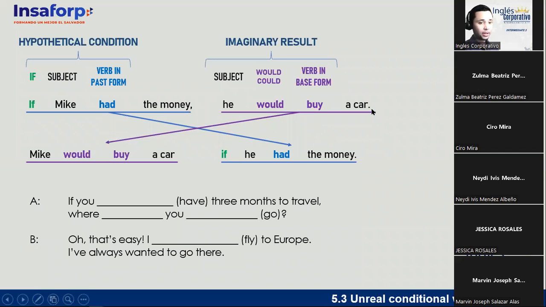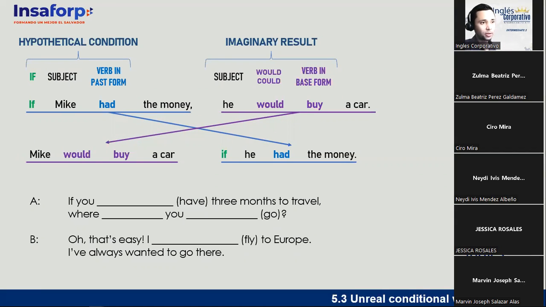But again, this is an imaginary situation. It doesn't reflect reality. It is different from reality. In reality, Mike doesn't have the money, so he can't buy a car. He has to travel by bus, because he doesn't have the money. So when you say, if Mike had the money, he would buy a car, it's an imaginary or hypothetical situation. That's something we need to remember.